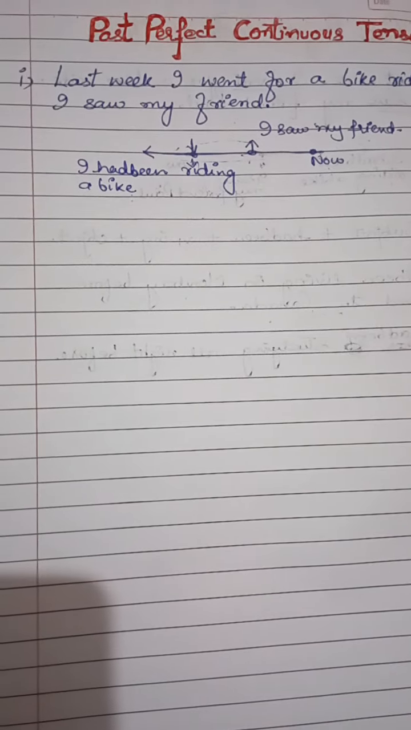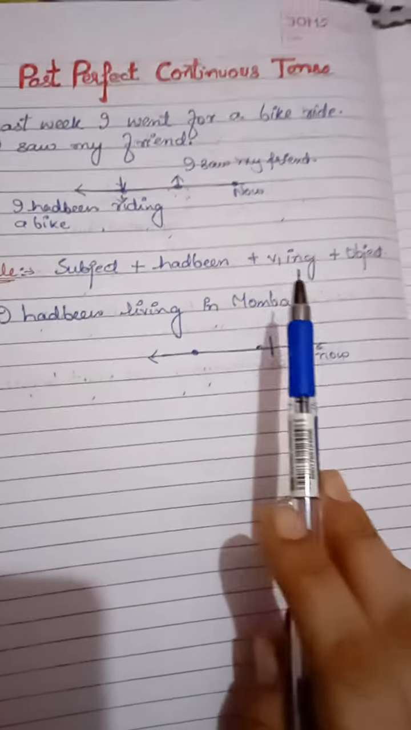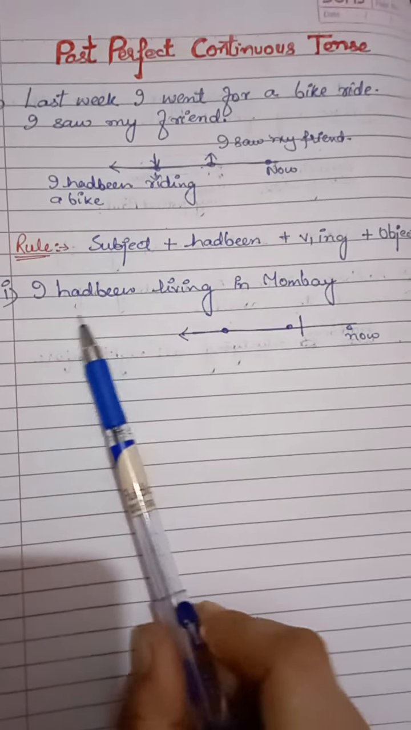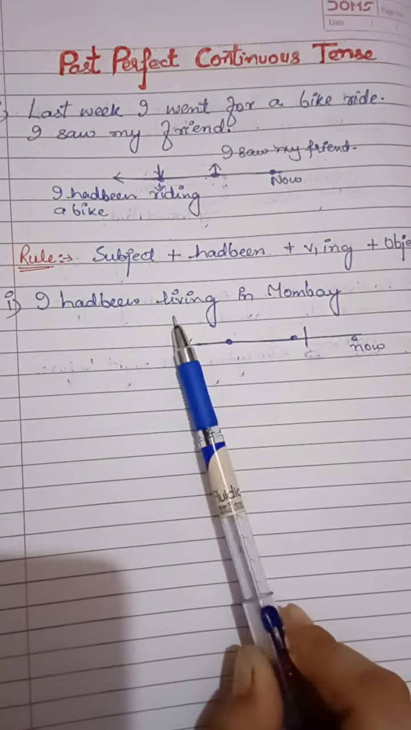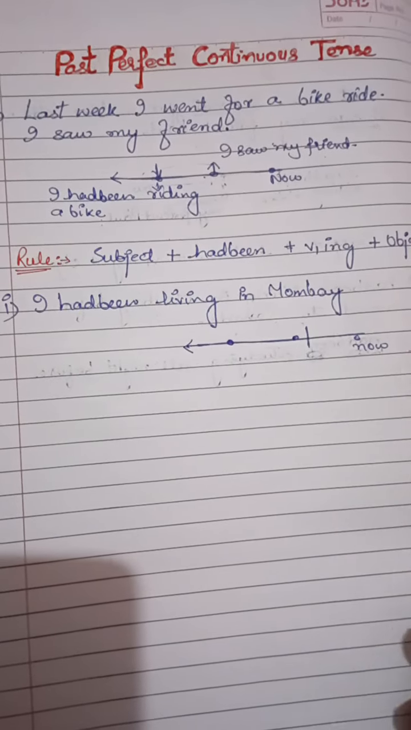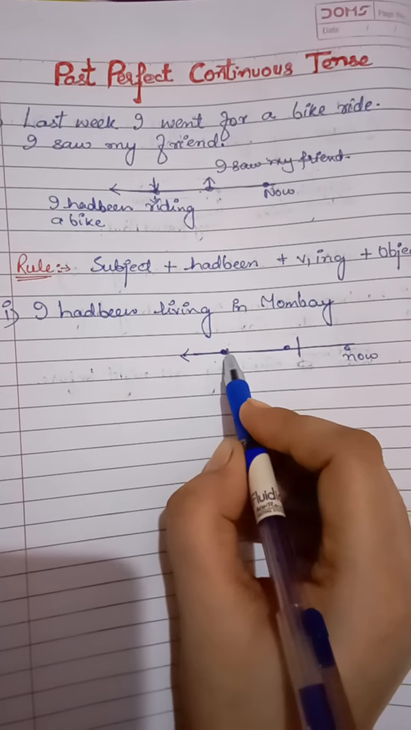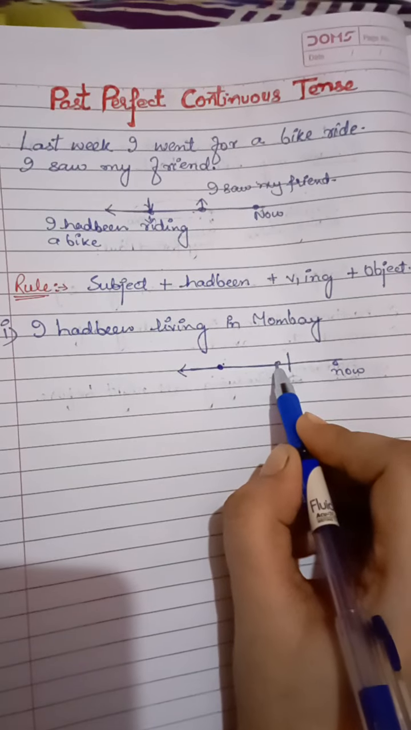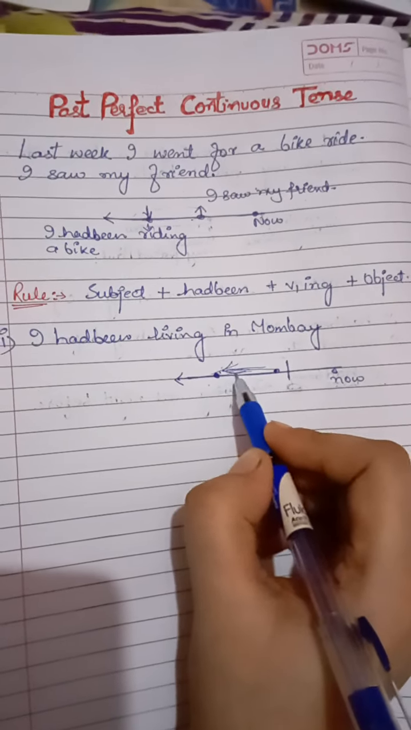Now let's look at the rule of past perfect continuous tense. Subject plus had been plus V1-ing plus object. Example, I had been living in Mumbai. I had been living in Mumbai during this period, from this time to this. Everything is in the past.